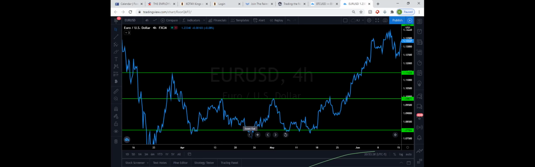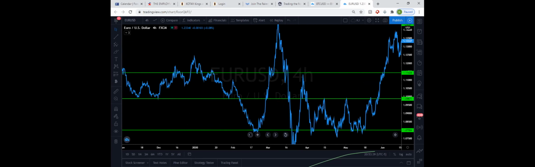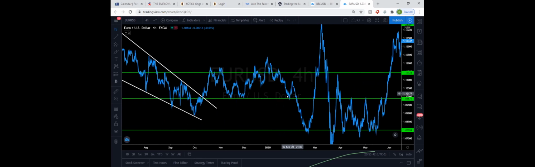So I'm going to zoom out because I'm on the 4-hour chart right now. This one line right here was valid for almost a whole year because of how many times price touched it.